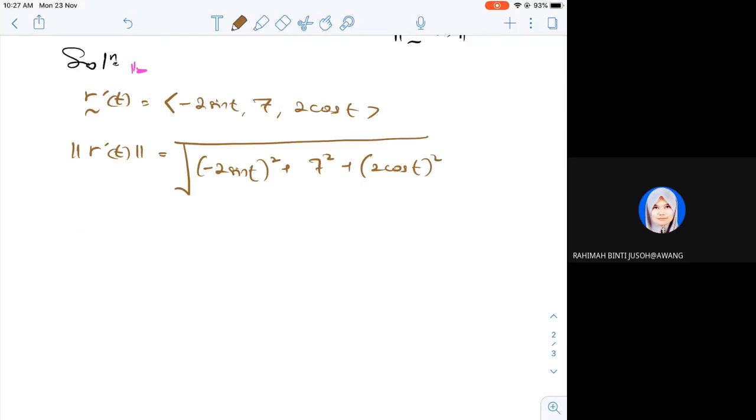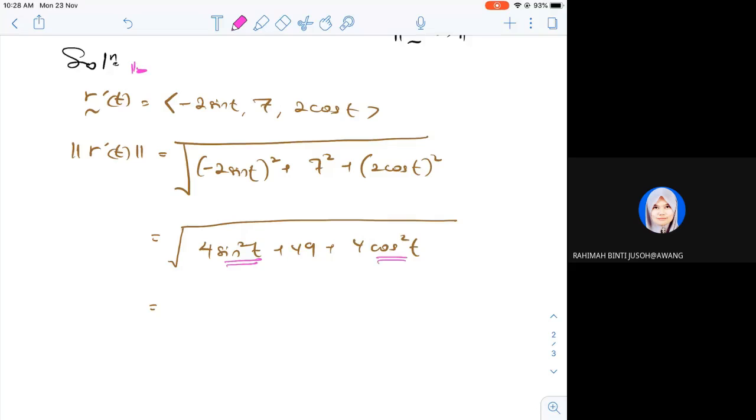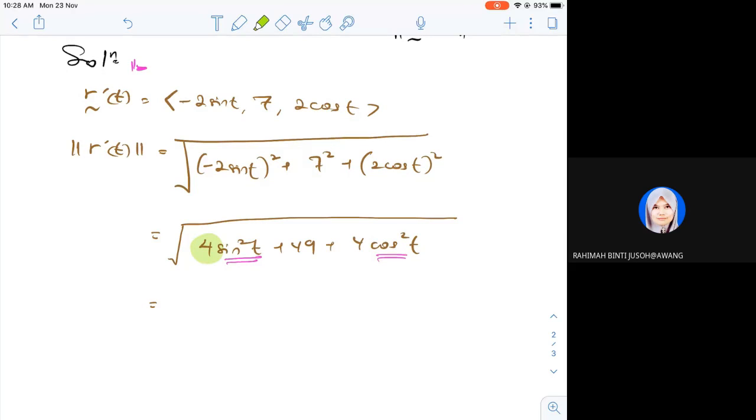So you have to expand this. The square root of negative 2 sin t squared gives 4 sin squared t, since negative 2 squared is 4. Then plus 49, since 7 squared is 49, plus 2 cos t squared, which is 4 cos squared t. If you notice, we have sin squared and cos squared with the same coefficient, 4 and 4.